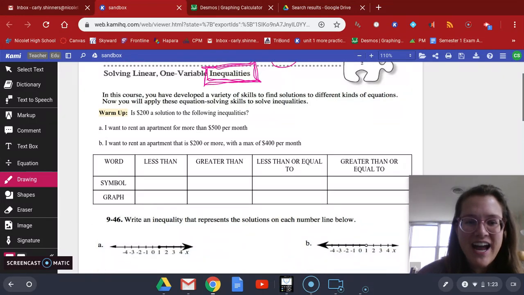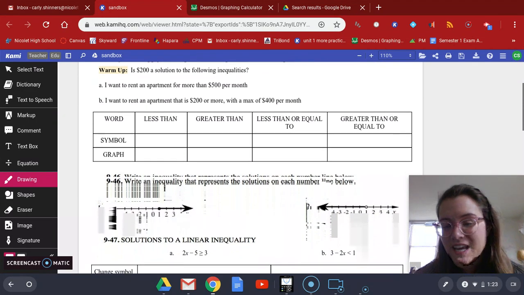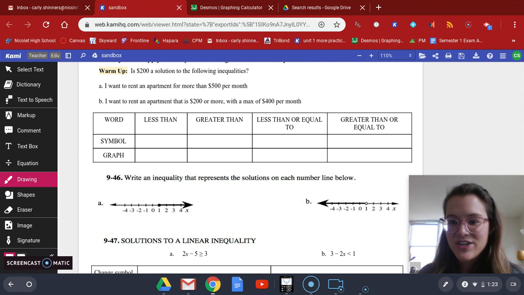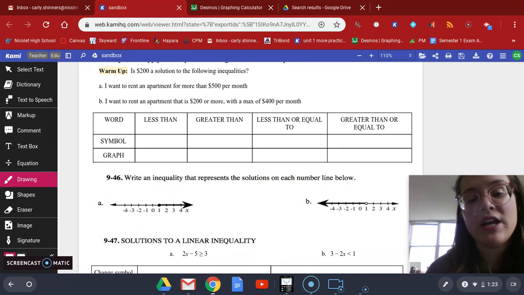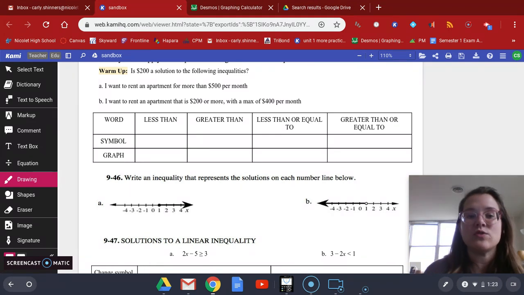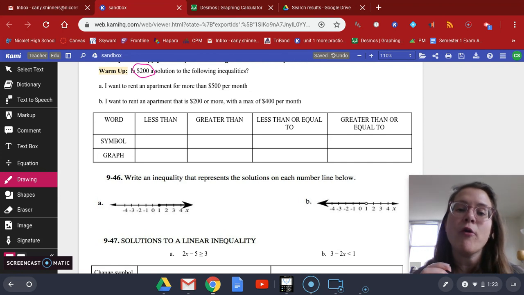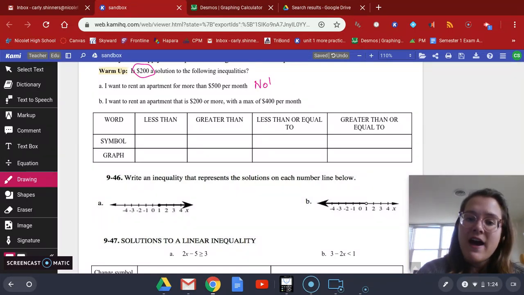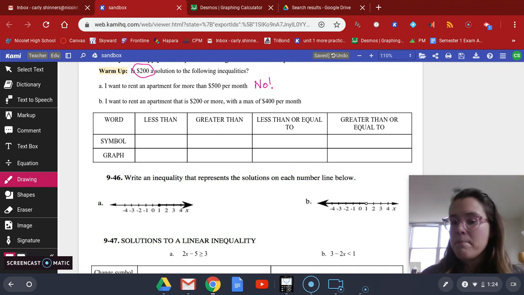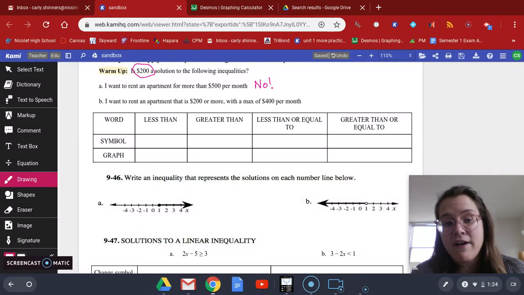So we are going to jump in here, guys. We are going to do this warm up, getting us thinking about inequalities and ranges of possibilities, okay? So is $200 a solution to the following inequalities? Okay, so $200 is my number. So I want to rent an apartment for more than $500 per month. Would $200 be in that solution set? No, right? $200 would be less than $500. That would not be a possible apartment for the person who wants to rent for more than $500, okay?